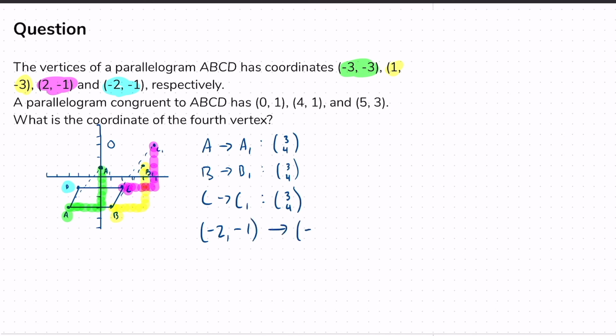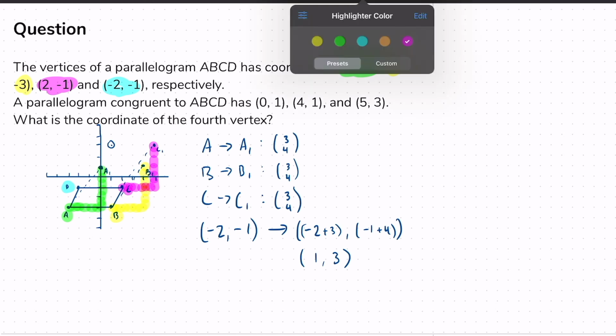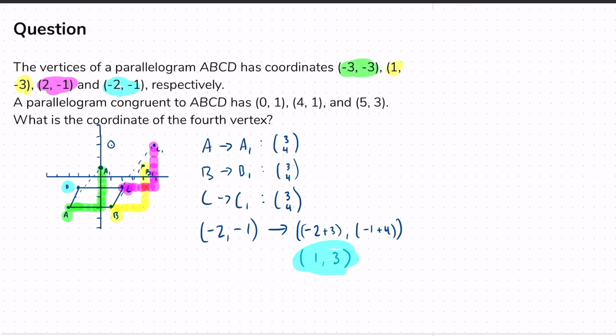In which case D, which was -2, -1, becomes -2 plus 3, -1 plus 4, which is equal to 1, 3. And in fact, that is exactly where we thought it was. Okay, so what is the coordinate of the fourth vertex, D or D1? Well, it is 1, 3.